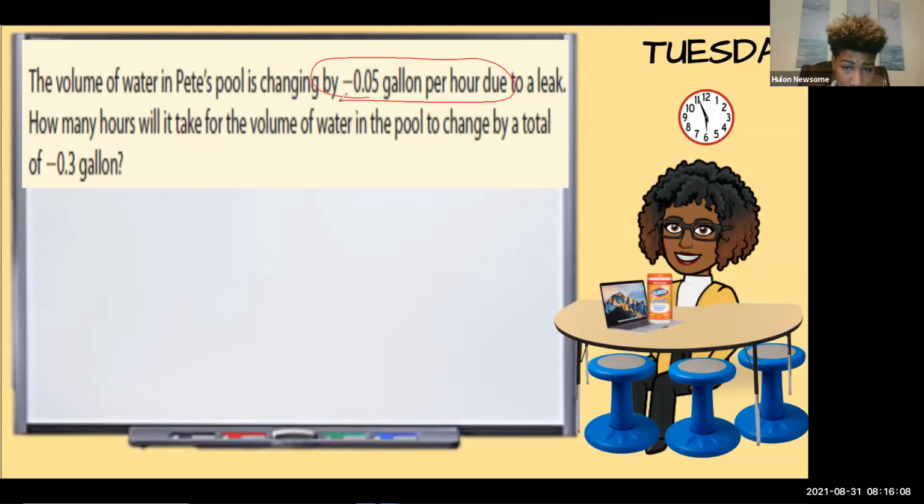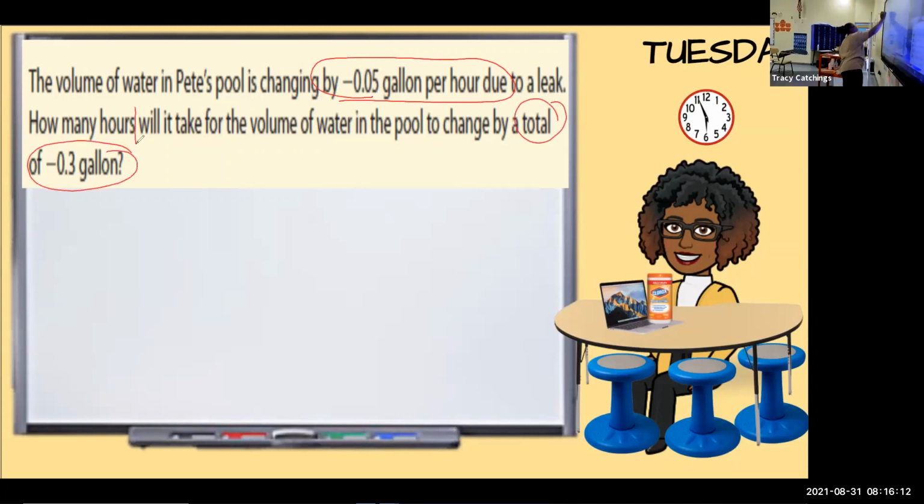So it's changing this much by hour, and then they gave us our total, and we're looking for the number of hours. Would you say that's multiplication or would that be division? Multiplication. All right, now reread it. They gave us how much is changing every hour, and then they gave us our total. And we need to figure out the hours. That is division.